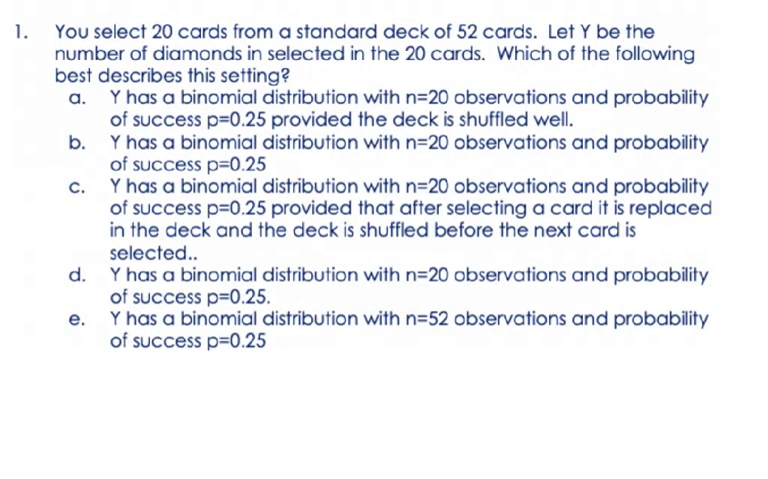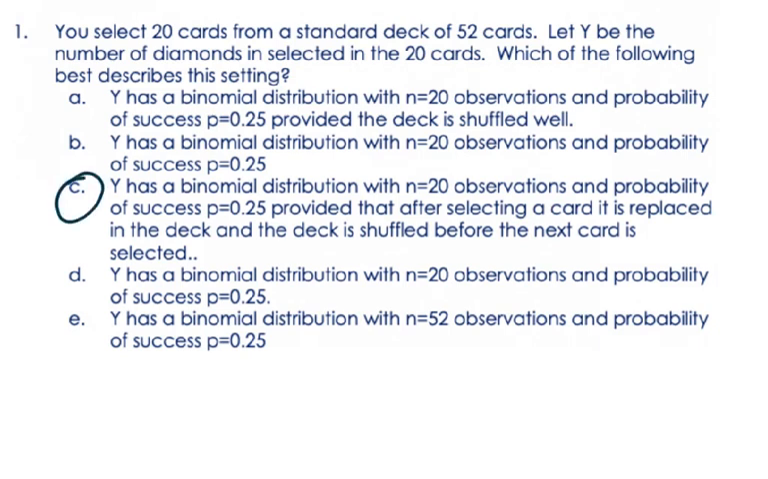Alright, so we're just going to do some examples. Alright, so here's some types of questions I might ask on a quiz or a test. You select 20 cards from a standard deck of 52 cards. Let Y be the number of diamonds selected in the 20 cards. Which of the following best describes the situation? So I want you to read through them and see if you can pick out the best answer. Try that in 1, 2, 3.